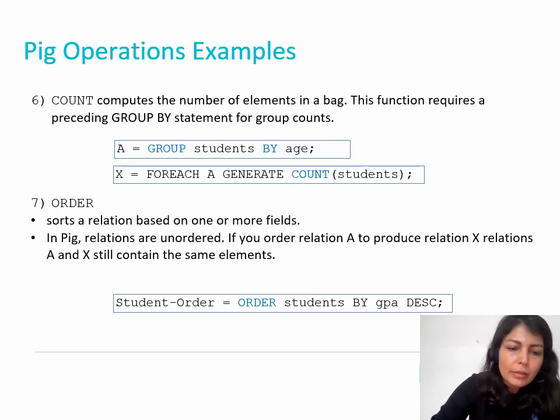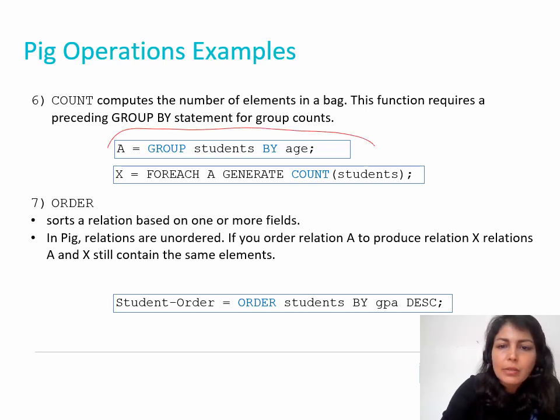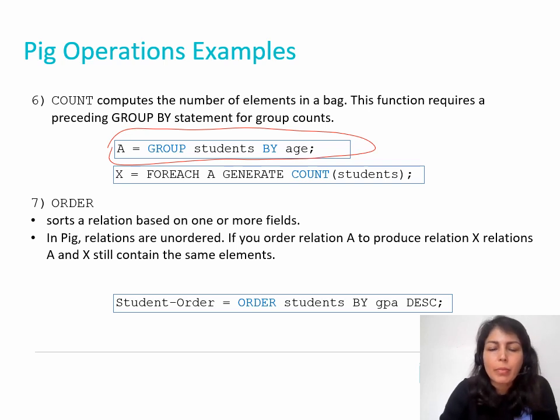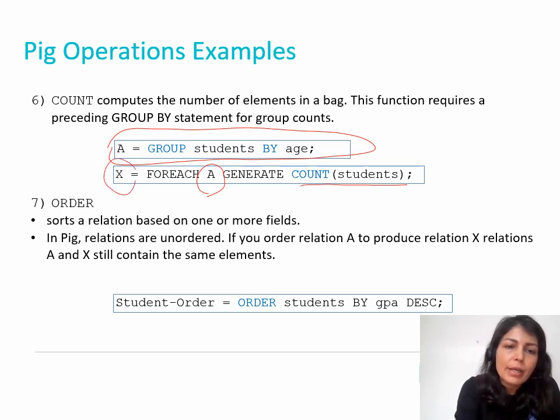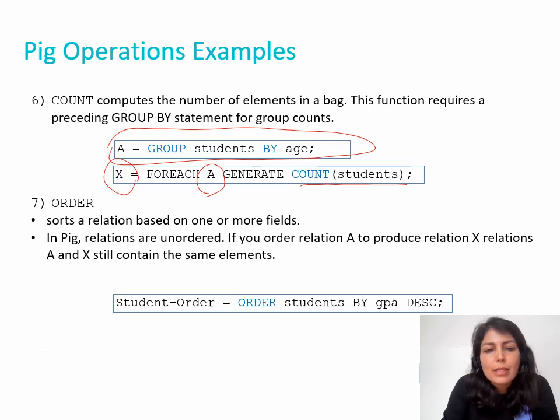If you remember in the previous slide, we had this example to group the students based on their age. Now we're going to count the students in each age. So we first write group by, and then we say, for each A, because each A is a group of students, now count the number of students. The result would be in X. In X we have different ages, and in front of each age we have the number of students with this age.